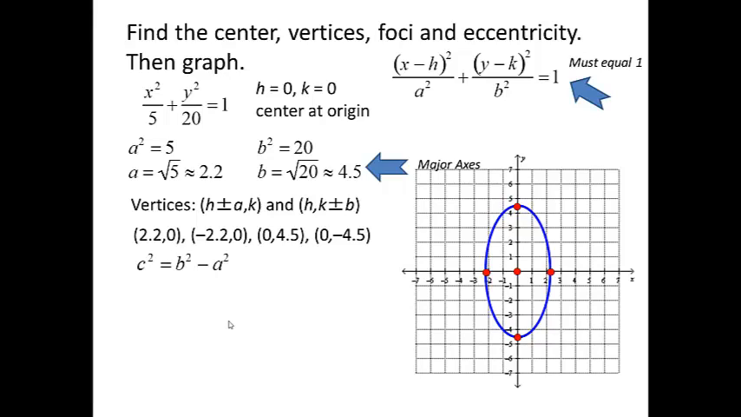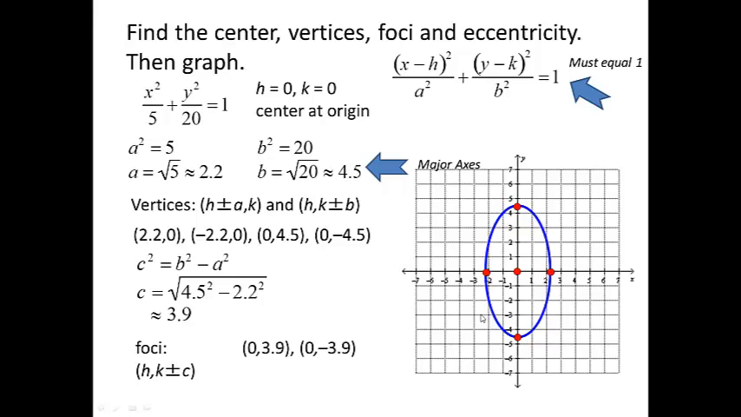Now my focus points: c squared is equal to b squared minus a squared because it's vertical. So then we just do that. We get approximately 3.9. So we're going to go out 3.9 in each direction from k. So we get 3.9 up, 3.9 down, where the h stands still. It's not going to go sideways, it's going to go up and down. Okay, so there we go.